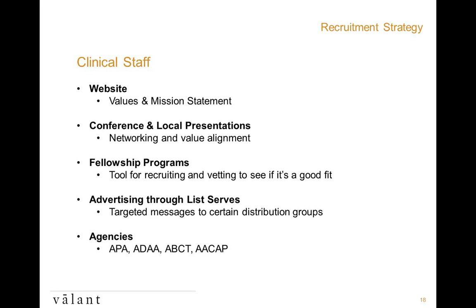And also, there's practice management listservs out there that you can use to recruit and talk to other providers that are experiencing practice management issues. And then there's also agencies that you can participate in and go to different conferences and speak to: the American Psychological Association, ADAA, ABCT, AACAP, just to name a couple.